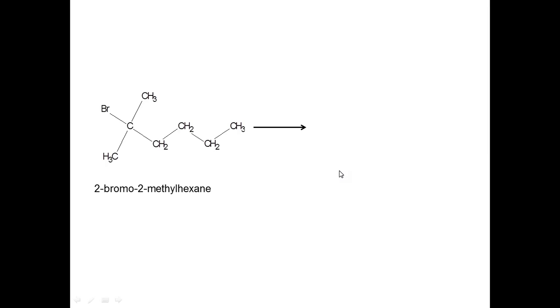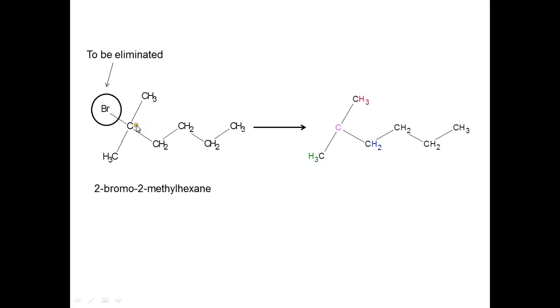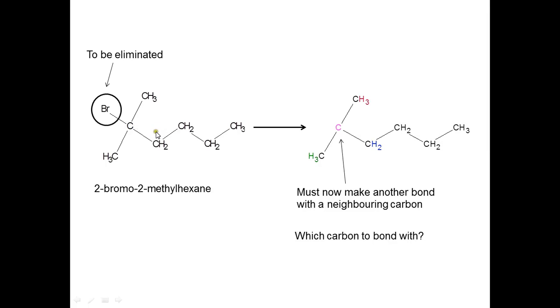Okay. So let's take a look at another example here. So I've got 2-bromo-2-methylhexane. So the carbon that has the bromine attached to it will be removed. So this carbon will be involved in the double bond. So it's a question of which neighboring carbon will it double bond with. So the one below it, the one above it, or the one in front of it.